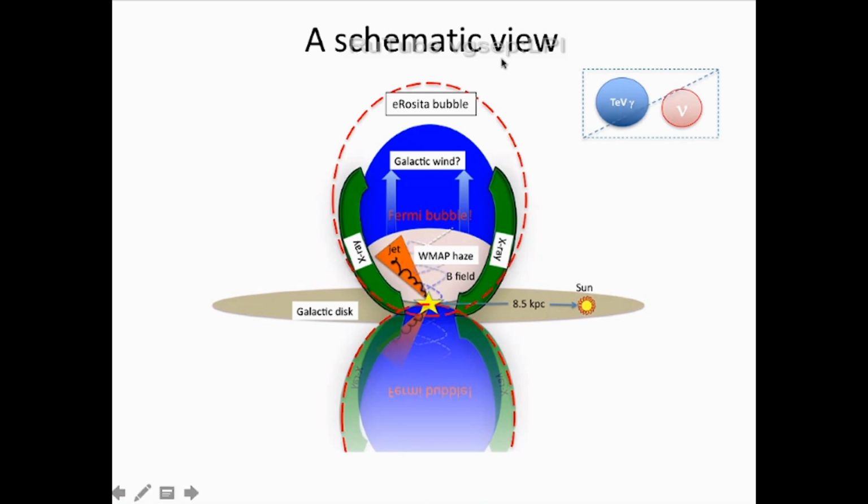All right, so with this level of detail, you can imagine that it has been very, very challenging for the theorists to come up with a model that can explain all the observational data. Okay, so let me try to explain what is the origin of the Fermi bubbles from the theoretical point of view.